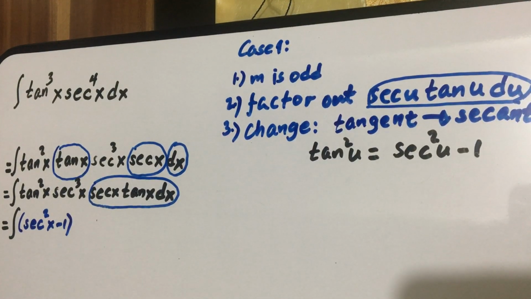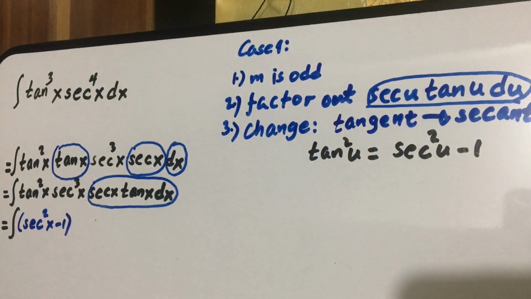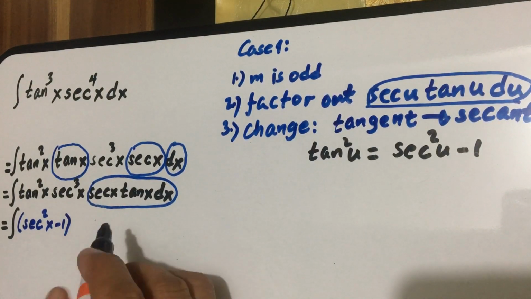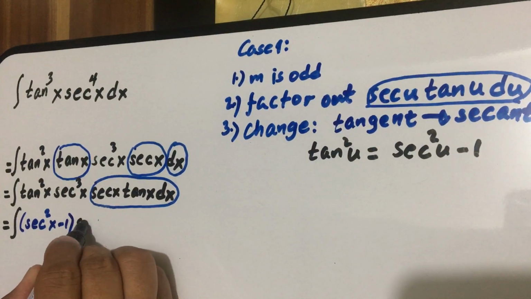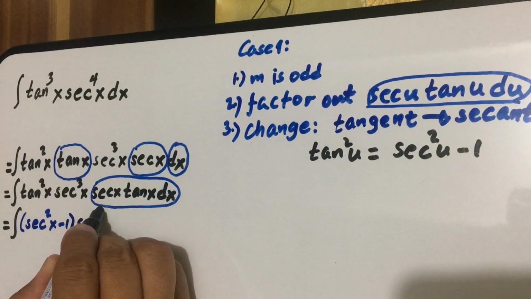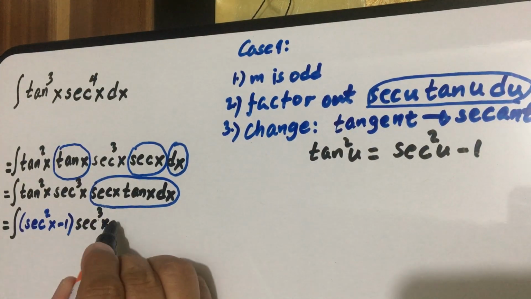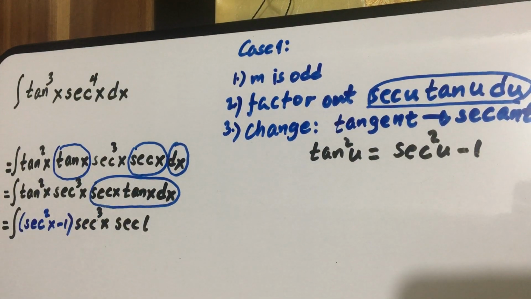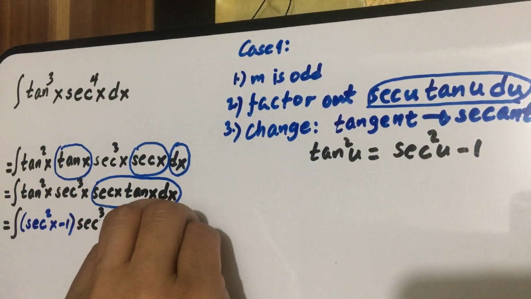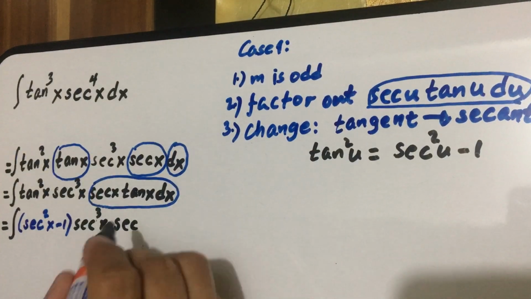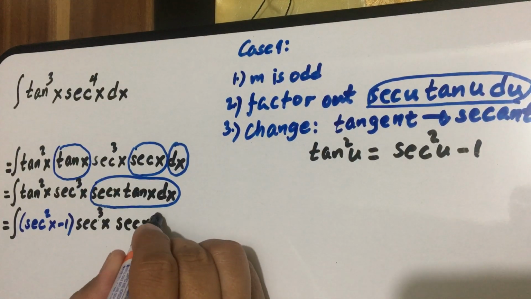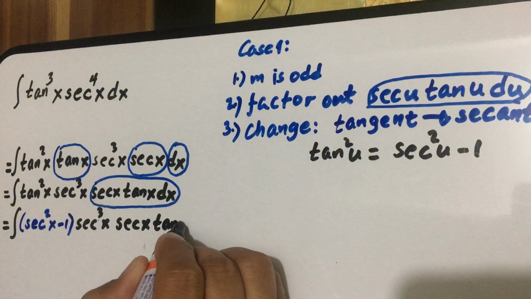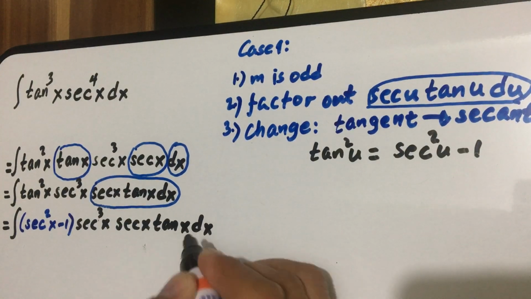And then multiplied by secant cubed x, then secant x tangent x dx.